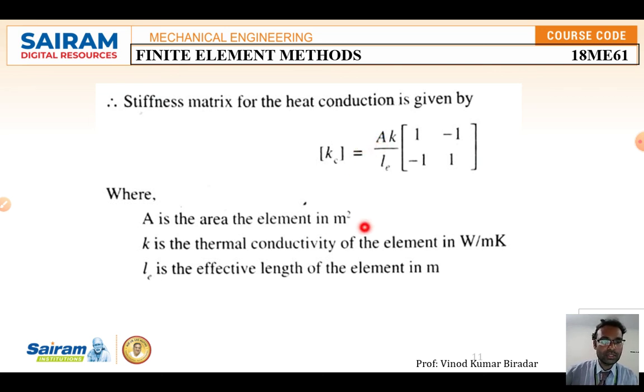In a composite wall problem, if the area is not given, let us assume the area is equal to 1 while solving. K stands for the thermal conductivity, and L stands for the effective length. The units are: area in meter square, K in watt per meter Kelvin, and length in meter. You have to maintain these units while solving the problem. This equation is called the element stiffness matrix for one-dimensional heat transfer due to conduction. These two derivations are very important, and I am going to use these two formulas while solving problems. If the area is not given, assume it is equal to 1.